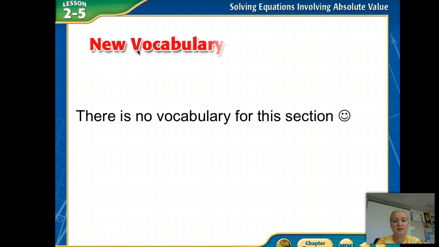So let's get started. There's actually no new vocabulary for this section, but it is important that you know what absolute value is. Absolute value is the distance away from zero on a number line. Absolute value can also never be negative. Keep those in mind when you're solving these problems.